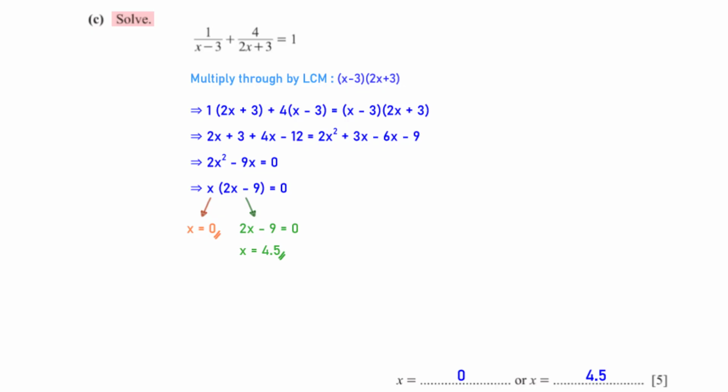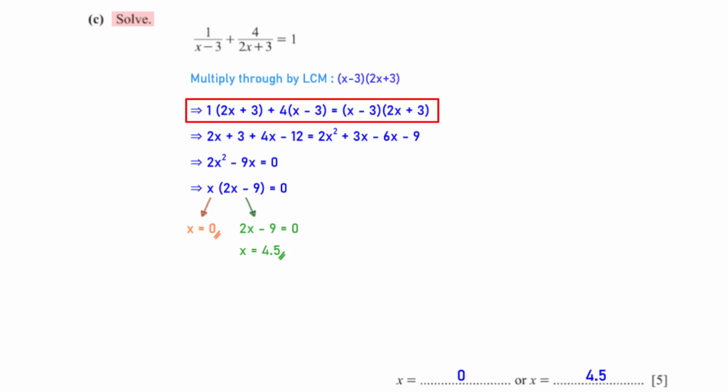Solve 1 over x minus 3 plus 4 over 2x plus 3 equals 1. The denominator for 1 is 1. To get the LCM, we multiply the denominators, x minus 3 times 2x plus 3 times 1, which gives us x minus 3 times 2x plus 3. So now to clear the denominators, we multiply through the equation by the LCM, and this is what we get.